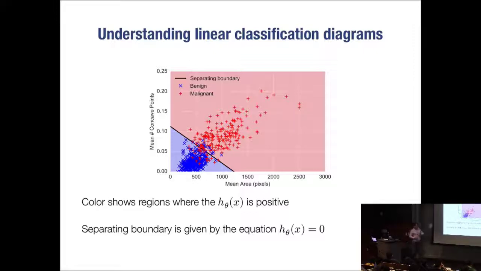What this separating boundary shows is that every point in the red region, this hypothesis function is positive. That means we're predicting positive there, so the sign is 1. In the blue region, the sign is -1, so the hypothesis function is negative. And the separating boundary is exactly where the hypothesis function is equal to 0.